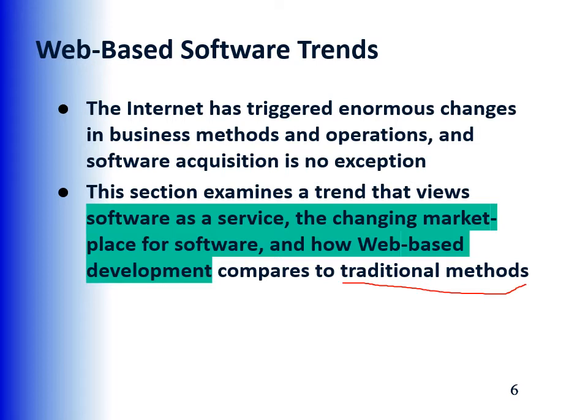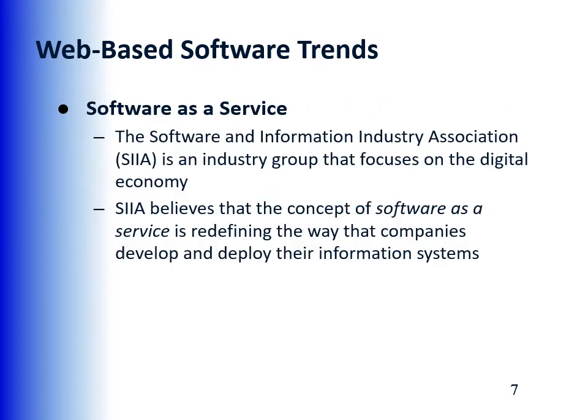Now we have three things to focus on in the software trend compared to the traditional method, which are software as a service, the changing marketplace for software, and web-based development. We start with the first software trend, which is software as a service. The Software and Information Industry Association, SIIA, an industry group that focuses on the digital economy, believes that the concept of software as a service is redefining the way that companies develop and deploy their information systems.